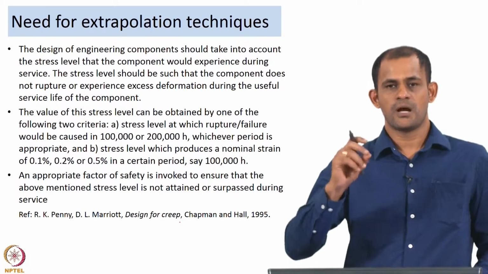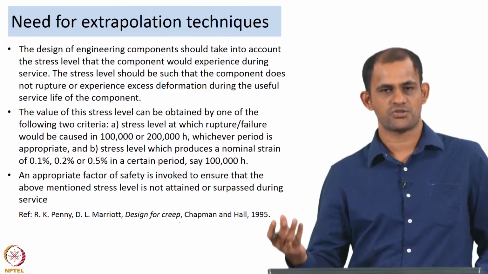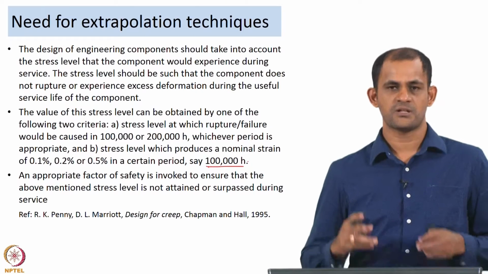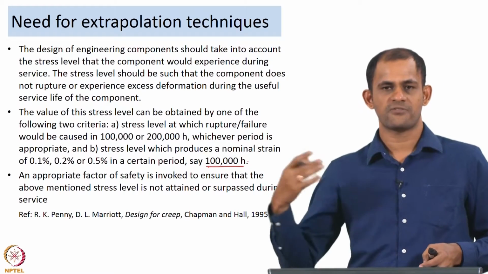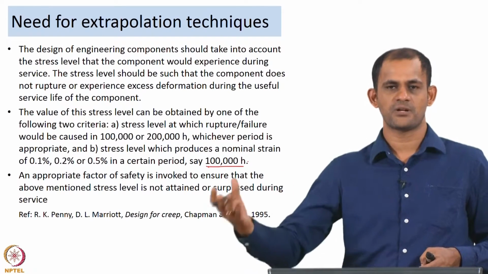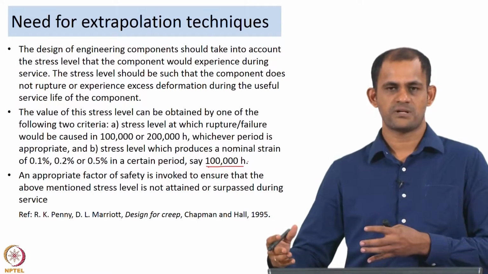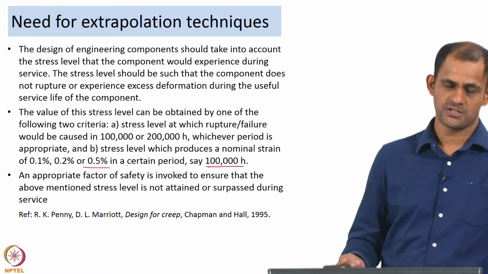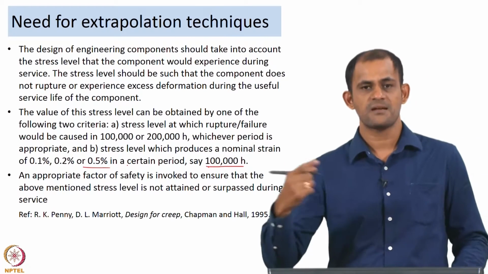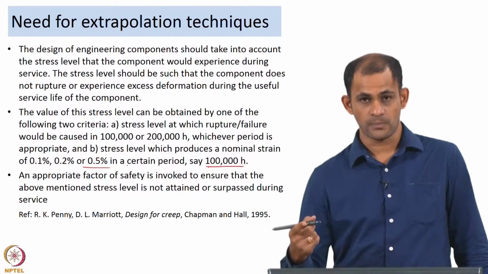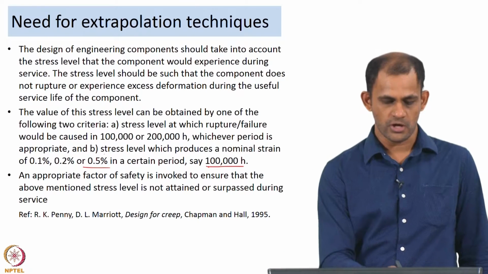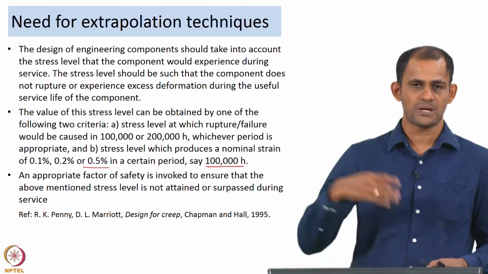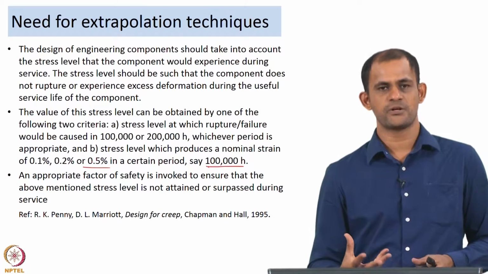So, the stress level which produces a strain in a certain period. Say you are looking at 100,000 hours. You are saying that this turbine blade that you have made should operate for at least 100,000 hours, so that you are getting the return on your investment, and during this 100,000 hours it should not exceed say 0.1, 0.2 or 0.5% deformation strain. And so, the stress level that your engine component should work at should not exceed the stress level corresponding to these strains.